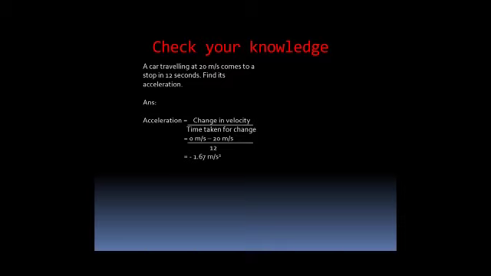A car is traveling at 20 meter per second and comes to a stop in 12 seconds. Find its acceleration. Acceleration is equal to change in velocity upon time taken for change, that is 0 is the final velocity, and minus 20, that is the initial velocity, upon 12 seconds, which is the total time taken. You will get minus 1.67 meter per second square. This minus sign indicates that the car is moving with a decreasing velocity.